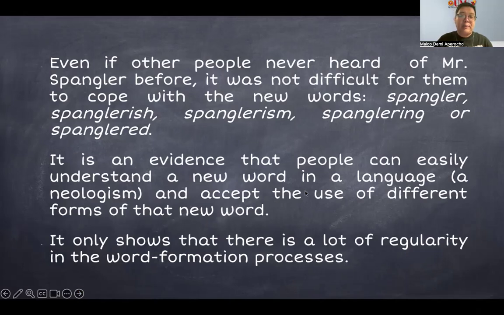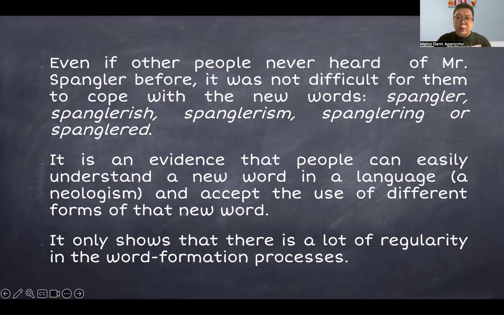So even if other people never heard of Spangler before, it was not difficult for them to cope with the new words, such as Spangler, Spanglerish, Spanglerism, Spanglering, or Spanglered. It is evidence that people can easily understand a new word in a language, or what we call a neologism, and of course accept the use of different forms of that new word.